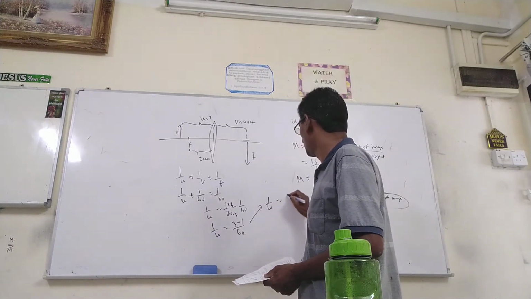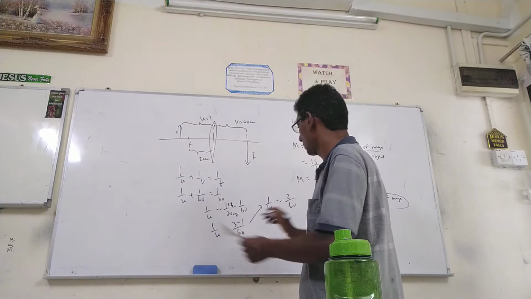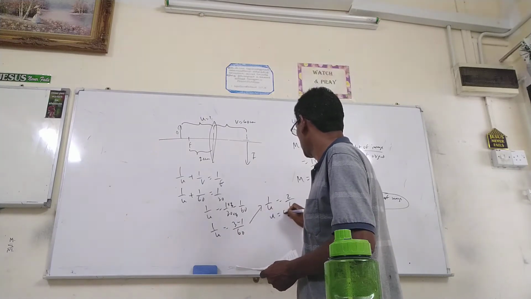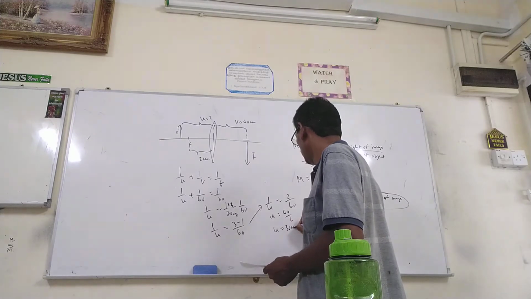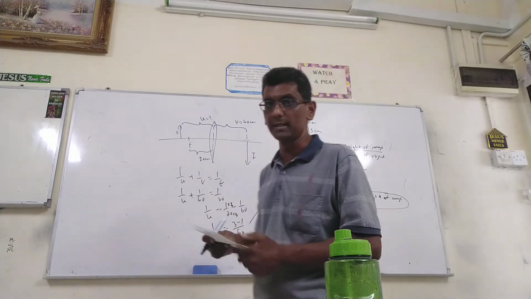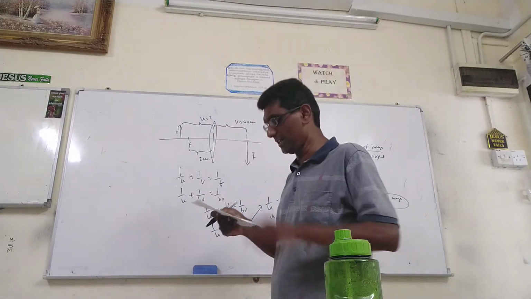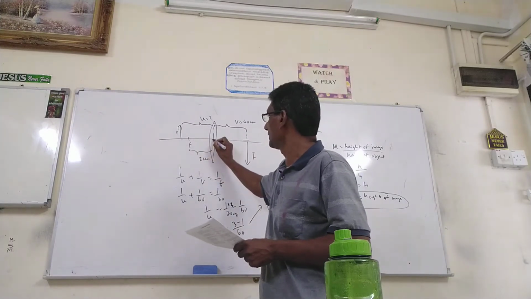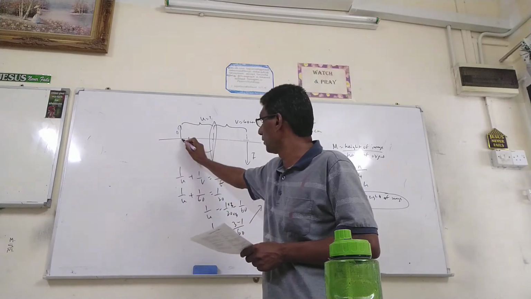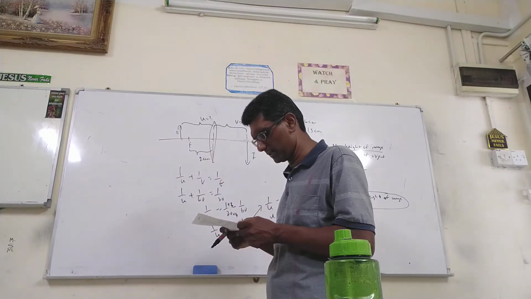1 over u equals 2 minus 2 over 60. So cross multiply: u equals 60 over 2. So u must be 30 cm. U means object distance, the distance between the object and the lens.